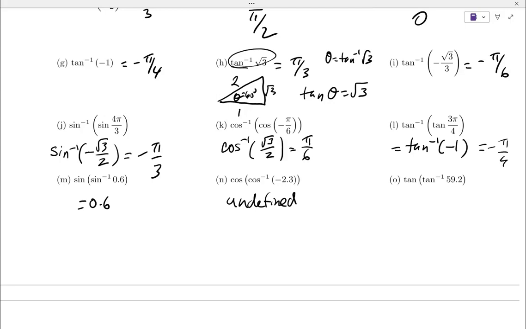Over here, same idea. Remember, the domain of inverse tangent is the same as the range of tangent. What's your range of tangent? All real numbers. So the domain of inverse tangent is all real numbers. So is there any issue with that expression in that last part? Nope. So what answer are you going to get? 59.2. Yeah, they just undo each other in that case.